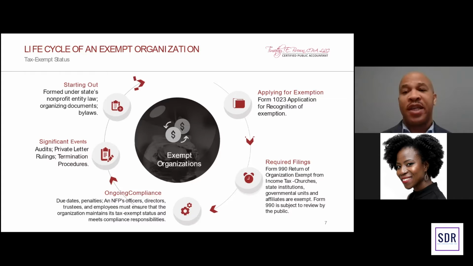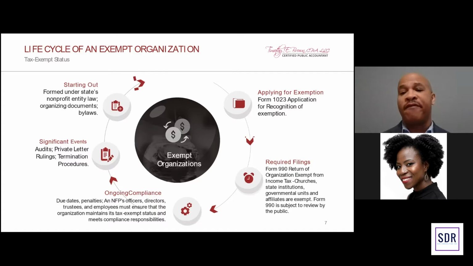Then once you get your tax ID number, you need to fill out what they call Form 1023, the application for recognition of exemption. There's a full Form 1023 and there's a 1023-EZ, which you can apply for online. The full 1023 application fee is $600. The EZ is $275. And again, the EZ is required to be done online, and you can do that through pay.gov.